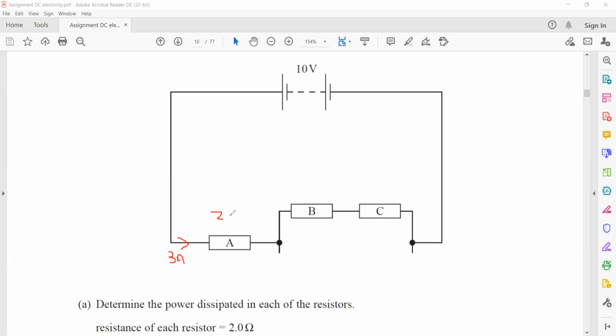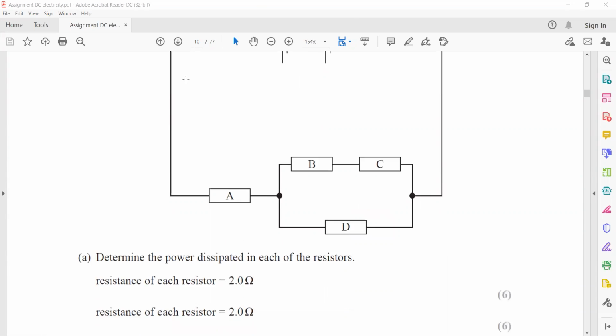Originally, the current was 3 amps when D was there. But now when 2 ohm and 2 ohm are connected in series, the combined resistance is 6. So the current will be 10 divided by 6, which is equal to 1.6. So the current in the circuit is approximately half. So basically, removing or disconnecting D will increase the total resistance of the circuit, which reduces the current and the power dissipation.